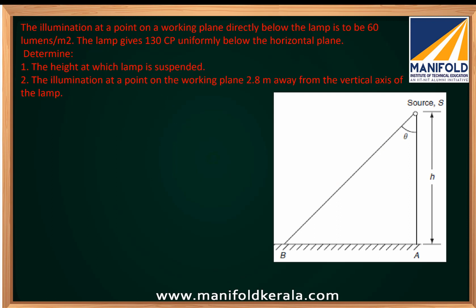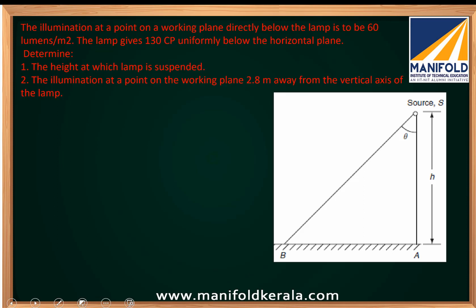So next question we'll see: the illumination at a point on the working plane directly below the lamp is 60 lumen per meter square. The lamp gives 130 candle power uniformly below the horizontal plane. Determine the height at which the lamp is suspended. The illumination at a point on a working plane is 2.8 meters away from the vertical axis of the lamp.